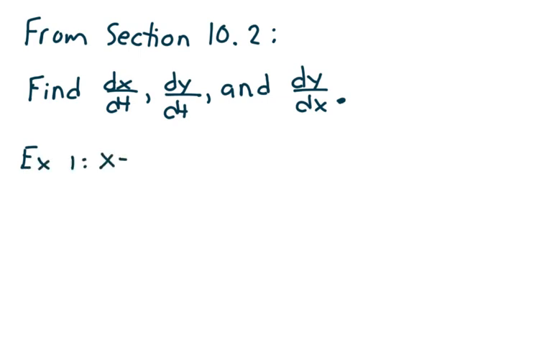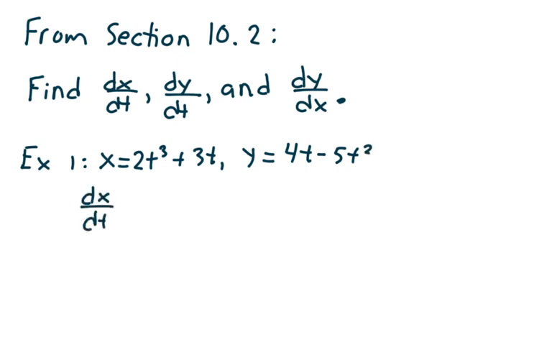Suppose I'm given x equals 2t to the third plus 3t, and y equals 4t minus 5t squared. So dx/dt is going to be 2 times the derivative of t cubed, which is 3t squared, plus 3 times the derivative of t with respect to t, right? That's equal to 1. And so this is 6t squared plus 3.